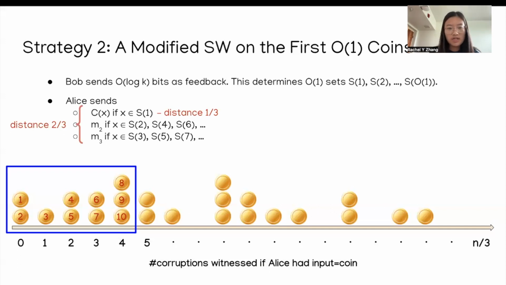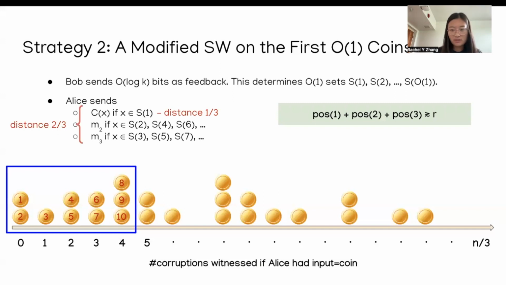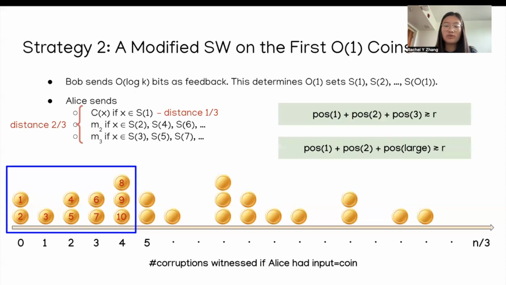And this turns out to fix it. You're essentially adding distance into the set S1, which is the problematic set. Again, as before, you have the equation that the sum of the first 3 coins is going to be at least at position R after R rounds, which is good. You also have the following equation: the sum of the positions of the first coin, the second coin, and a far away coin is going to be at least R also. So we fixed the problem, and large coins are still moving enough.